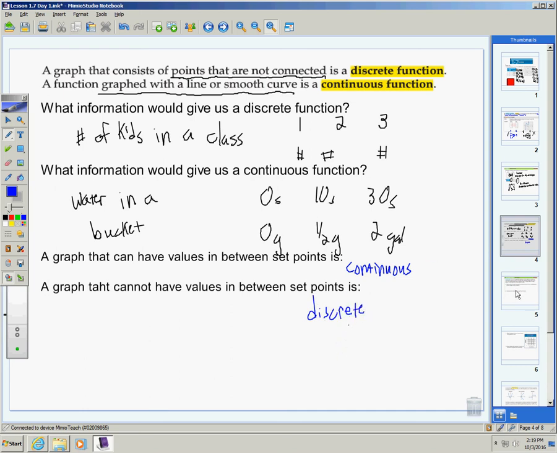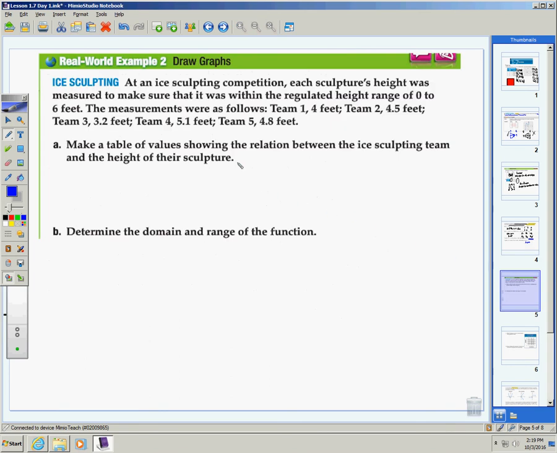We've got an ice sculpting competition. Each sculpture's height was measured to make sure it was within the regulated height range of 0 to 6 feet. The measurements were as follows. Team 1 has 4 feet, Team 2 4.5 feet, Team 3 3.2 feet, Team 4 5.1, Team 5 4.8. So the first thing is I want to make a table of values showing the relation between the team and the height of their sculpture.